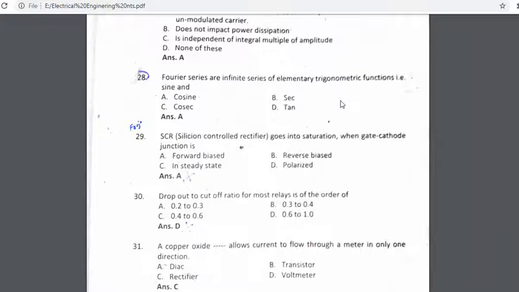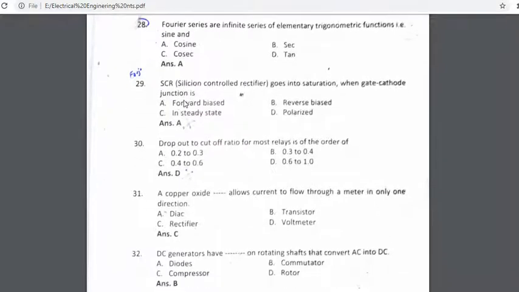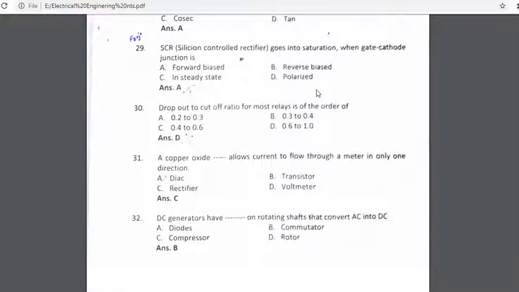Fourier series are infinite series of elementary trigonometric functions, which are sines and cosines. The SCR will go into saturation when the cathode gate junction is forward biased. So when you give it forward bias, the SCR will go into saturation.